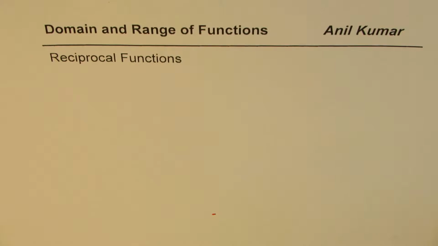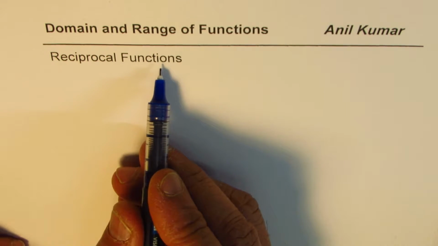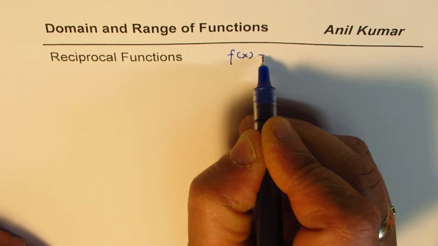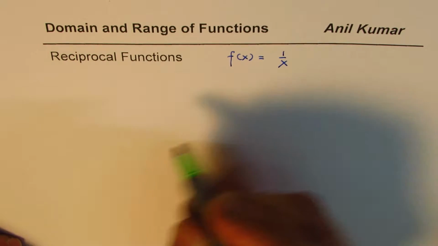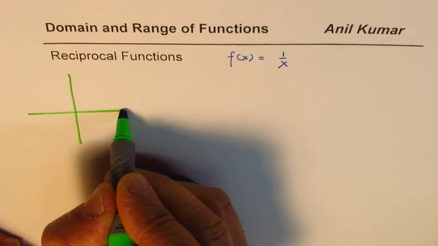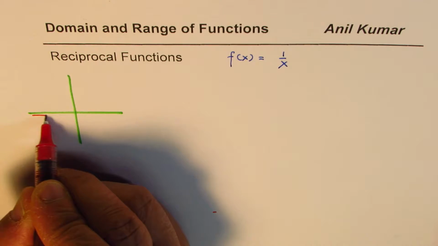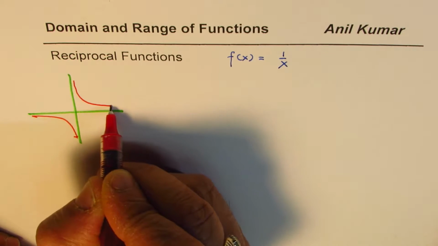I'm Anil Kumar, and in this video we are going to discuss the domain and range of the reciprocal function. Let me define the reciprocal function first. It is f of x equals 1 over x. If I sketch this function, it will look kind of like this. Let me sketch it here once. All my sketches are going to be rough, but they'll give you an idea of how we should be doing it. So that is the reciprocal function for us.